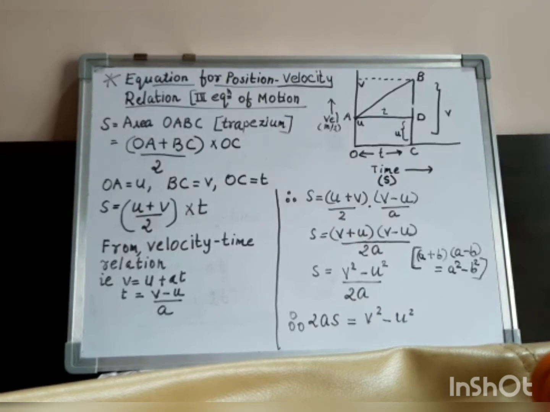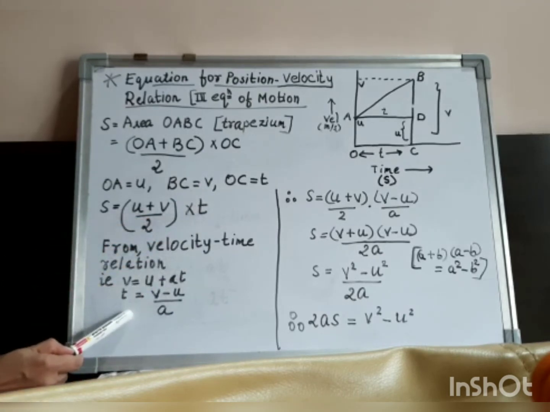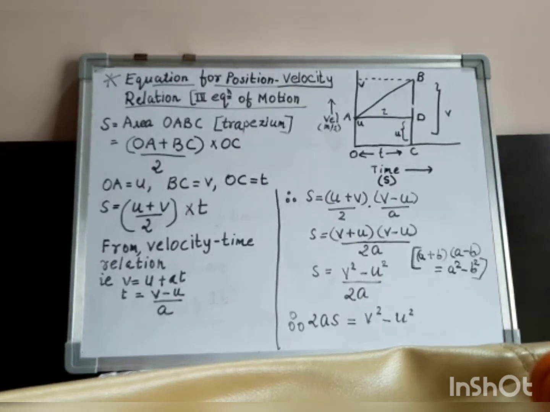So in this, the main point you have to remember is the value of T. Value of T you have to put from the first equation of motion, that is T is equal to V minus U by A. I hope you all understand this.